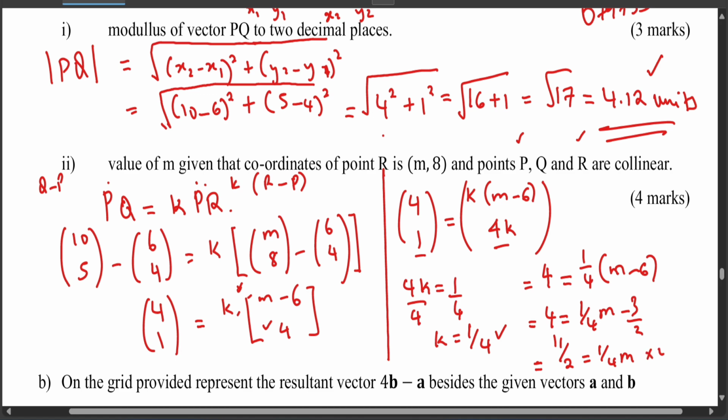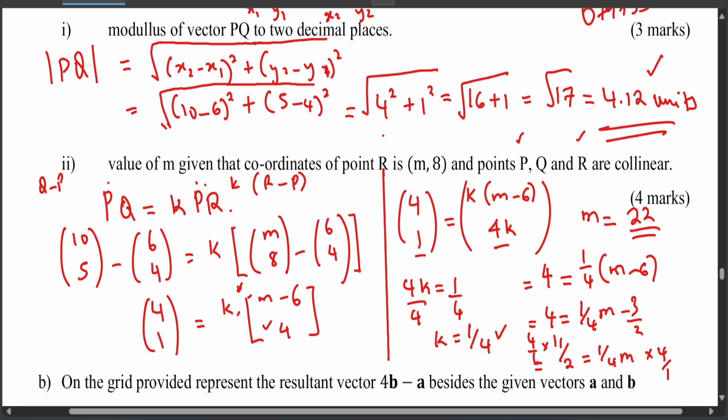So you times by 4 to remove the quarter, also times by 4. So therefore your final answer M will be 11 over 2 times 4, which is 22. So our M is basically just 22. So that is 4 marks.